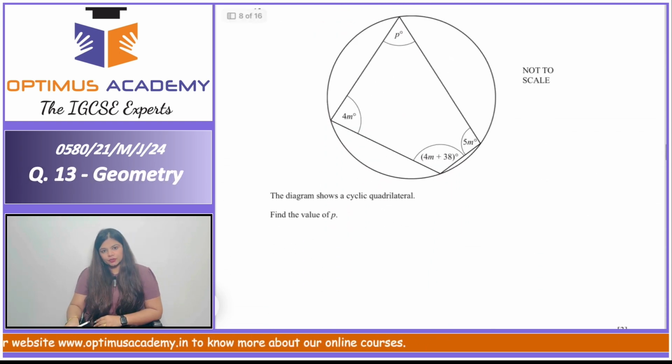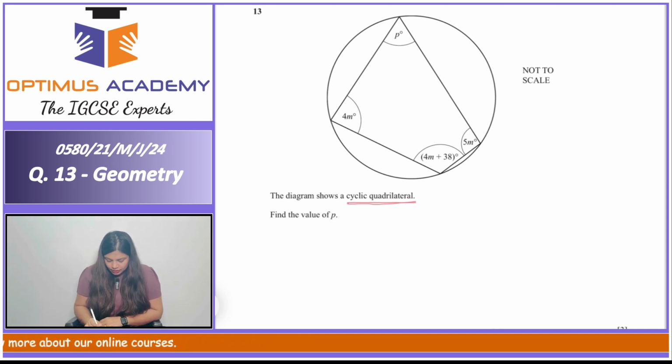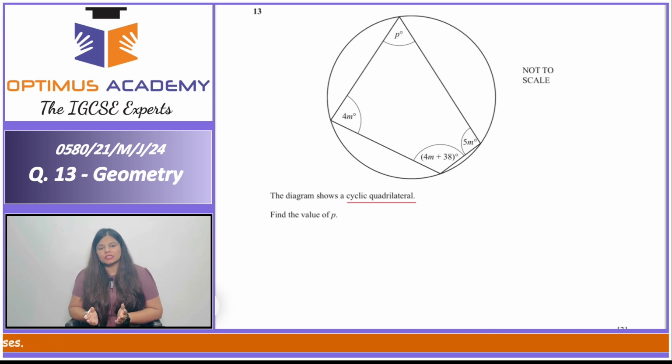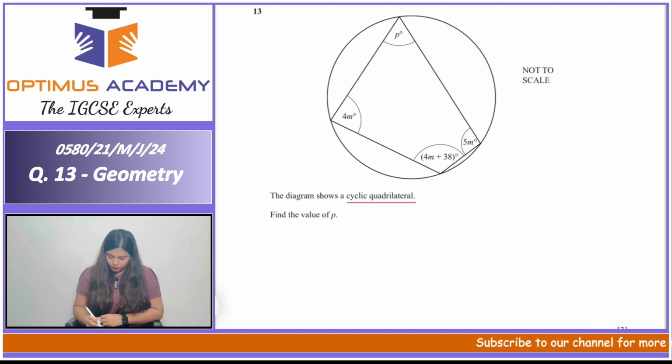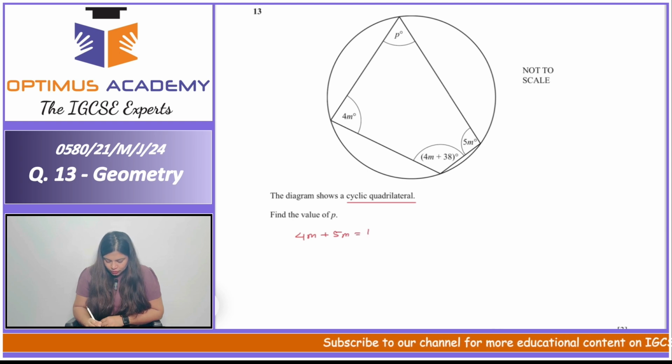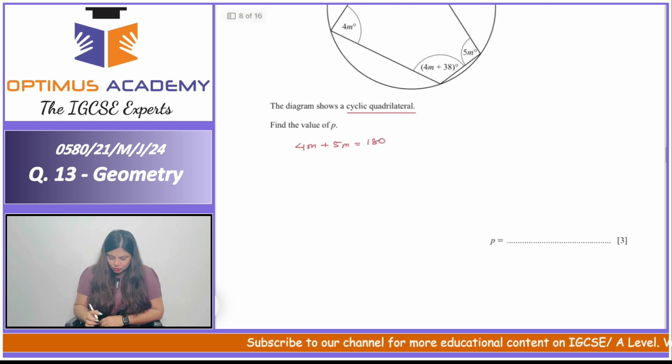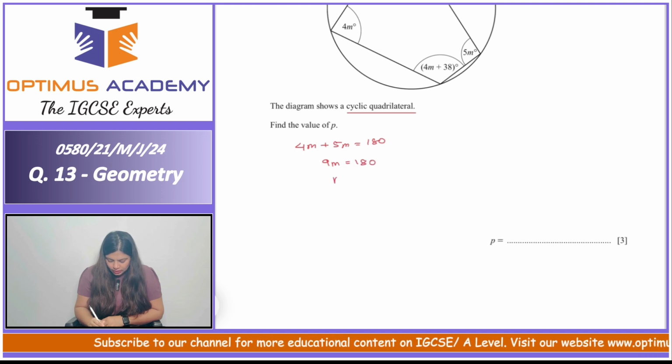Next question, question 13, is from circle theorems. The diagram shows a cyclic quadrilateral. The word cyclic quadrilateral tells us that we have to use the property of a cyclic quadrilateral, that is, opposite angles add up to 180. So, we are going to add the 2 angles having the same variable first, that is 4m plus 5m equals 180. To get the value of m, that would be 9m equals 180, m equals 20.